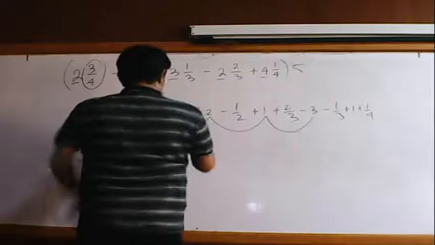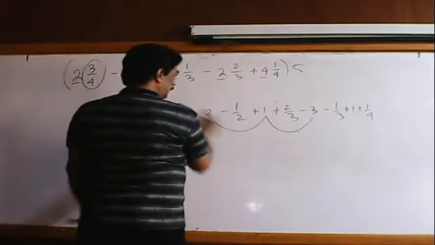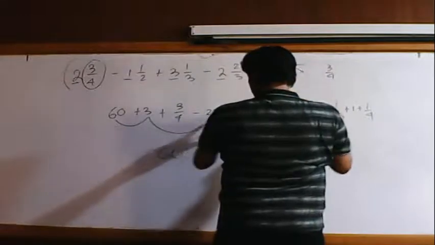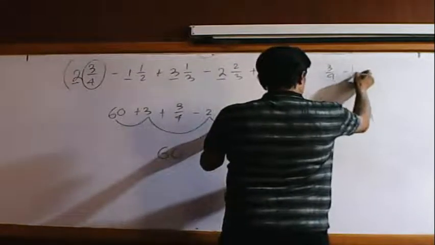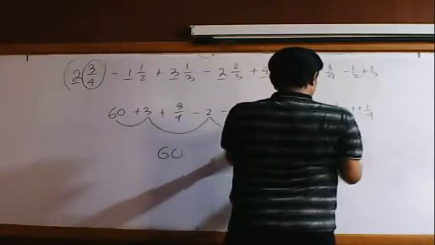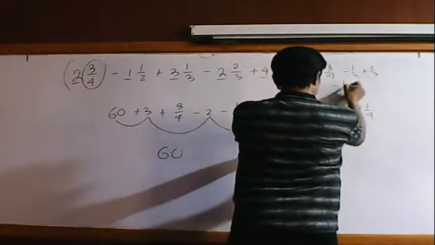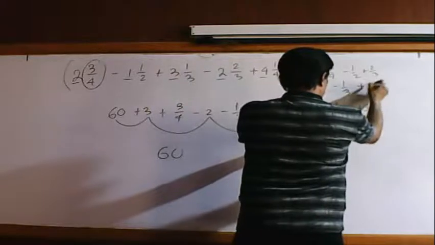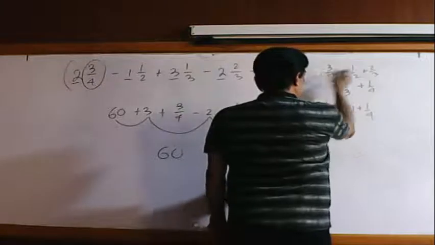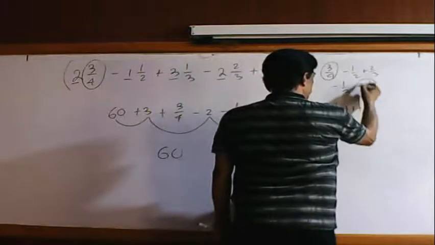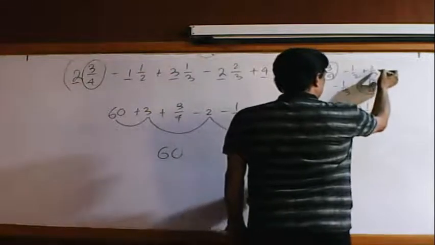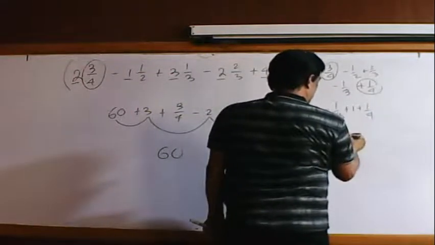Now here 3 by 4. Just observe 3 by 4, then minus half, then plus 2 by 3, then minus 1/3, then plus 1 by 4. We can calculate 1/4 and 3/4. Its result is 1. Now plus 2 by 3 minus 1 by 3, result is plus 1 by 3.